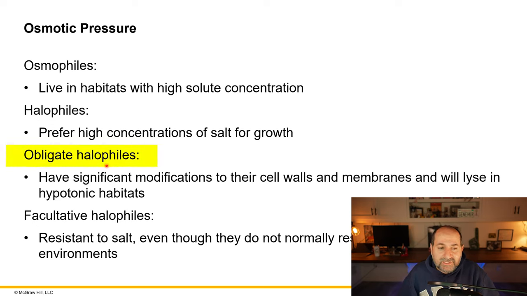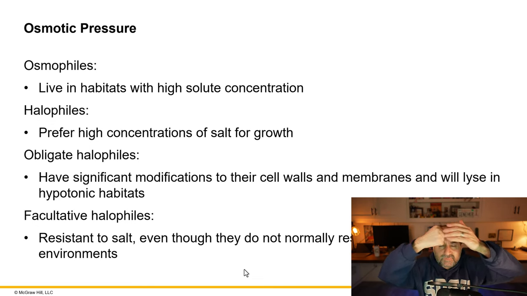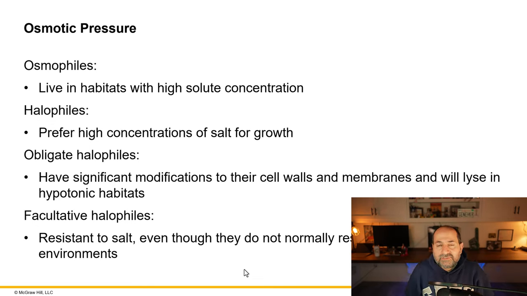Obligate halophiles need high levels of salt for growth, while facultative halophiles can grow in the presence of high salt concentration, but they do not need high salt to grow. So for instance, Staphylococcus aureus grows on your skin and it's salt tolerant, right? It does not mind that salty environment of the skin. A non-halophile would not be able to grow on the skin. This is why skin infections are often caused by staph.